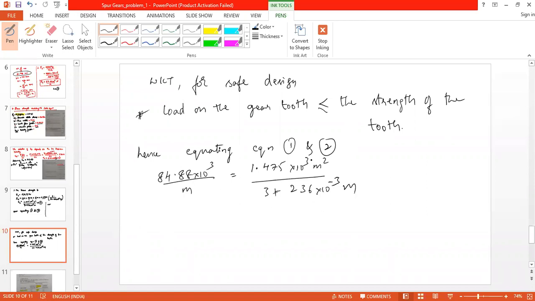Now we have this equation. Can we find the value of m? M1 I got 6.37 and M2 and M3 I got minus 3.187.